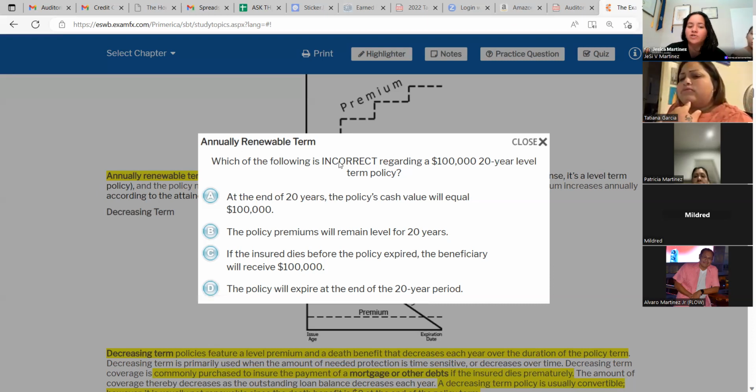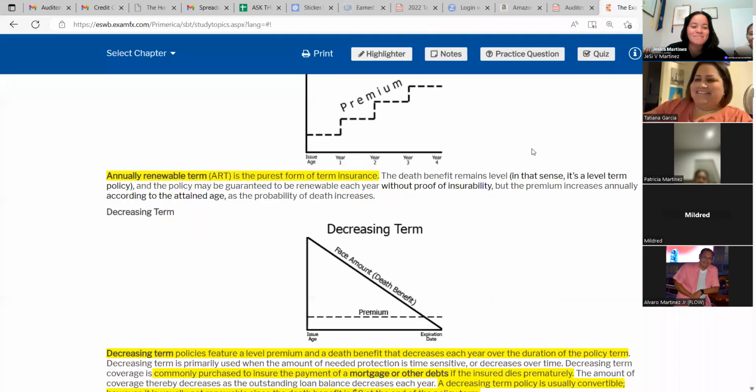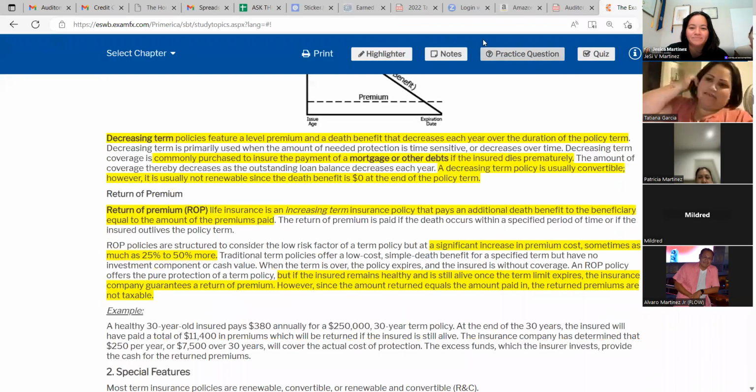So look at your question. We're looking for the incorrect answer, right? And it says, which of the following is incorrect regarding a 100,000 20-year level term policy? So it's level, A. Oh, A, because of cash value. Correct. So your answer will be A because it automatically shows the cash value in there. Good job, Ellie. Yeah, we're passing that exam. I'm excited. Okay, so let me go a little bit more down.